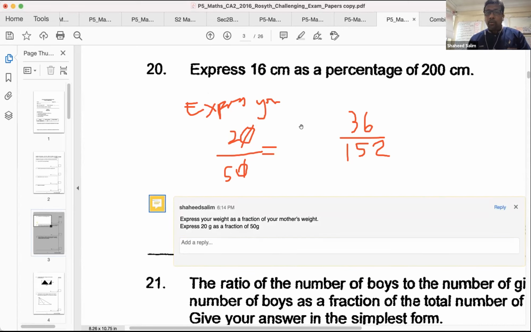So you must understand what this is saying. This is a maths language, you know. Maths is a language actually. So you must know what they're saying. In this case, they want you to make it a fraction, but they want you to change the fraction later to percentage. Okay, I hope you're okay.